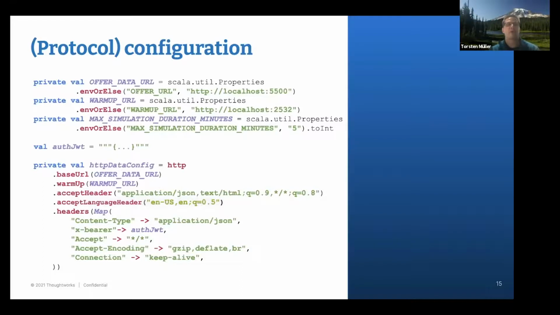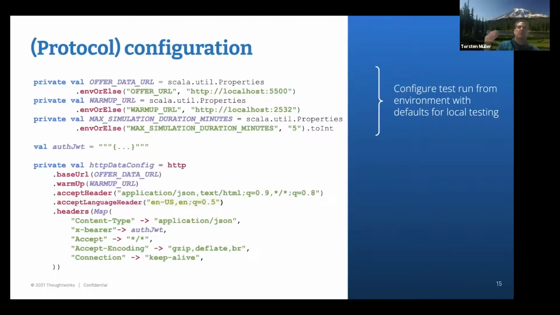How do we define a protocol? So here we're doing HTTP. So the first thing we want to do probably is, if we're having continuous deployment, continuous integration, we want to have this run on multiple different environments. So we need to specify URLs from the outside. So this is done here with the Scala util properties. We're grabbing the offer URL there, for instance, in the first line. And if it doesn't exist, we're just using a default, which is handy to use locally.